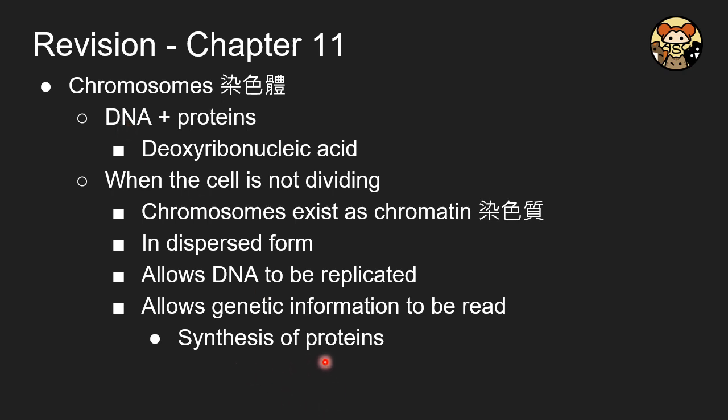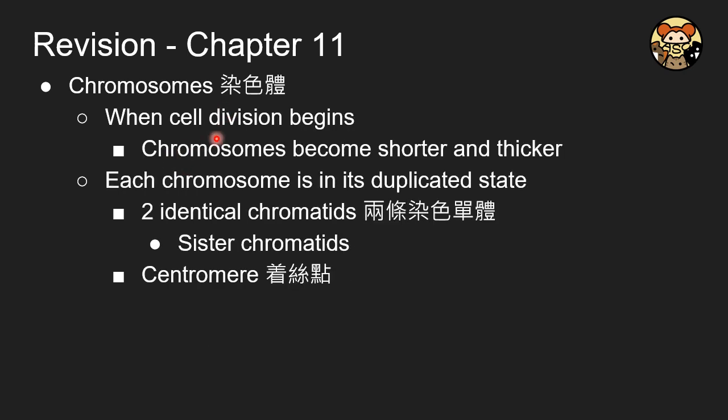So this is what you observe in the microscope. In the nucleus, you can see some darker color inside. That is the chromatin, not the chromosome, because chromosomes can only be seen during cell division. As the cell division begins, the chromosome becomes shorter and thicker and easily visible. Each chromosome is in its duplicated state, which is two identical chromatids.